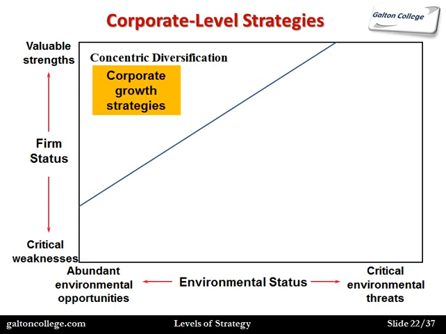Well, if we draw a line something like that, we could imagine concentric diversification. In other words, we could look at corporate growth in that area. The business has got valuable strengths and there's abundant environmental opportunities. So that's an area of growth. If we could identify the business as falling within this triangle, if you like, then we could imagine it to be an area of corporate growth. There are valuable strengths in the business and there are plenty of opportunities in the environment.